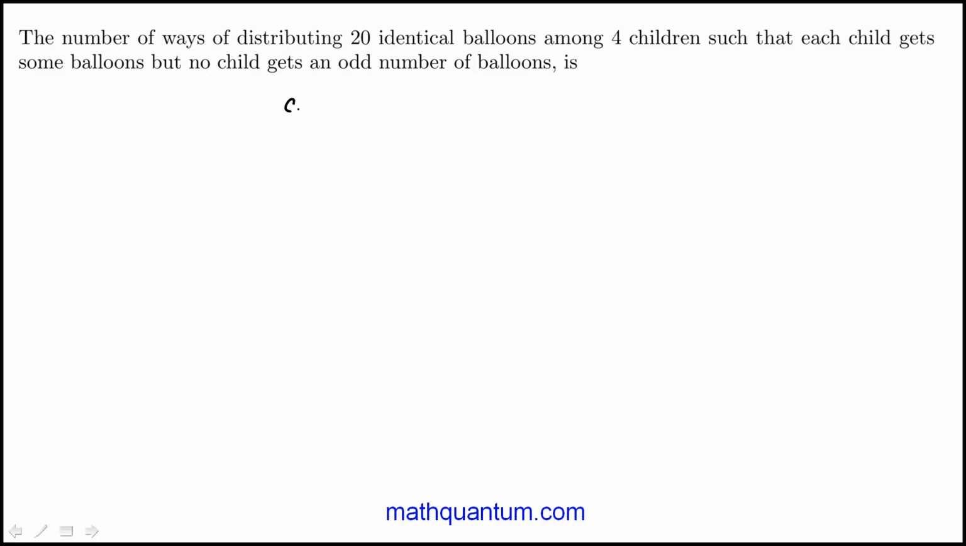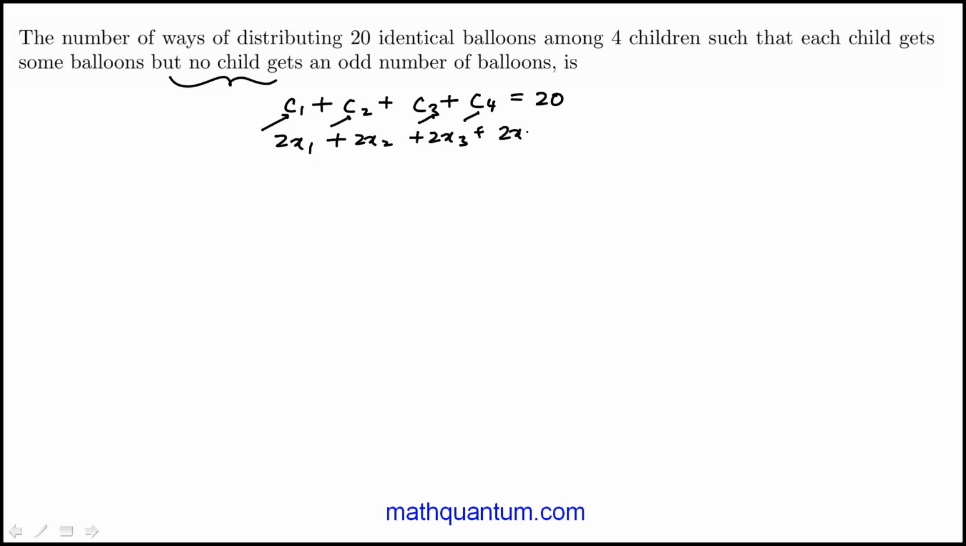So here I'm going to call the number of balloons that these 4 children have C1, C2, C3, C4. And we're told that these add up to 20. Now the condition is none of them gets an odd number, which means these have to be all even. So their format would be 2x1, 2x2, 2x3, so on and so forth. So the condition really is that x1 plus x2 plus x3 plus x4 is 10.